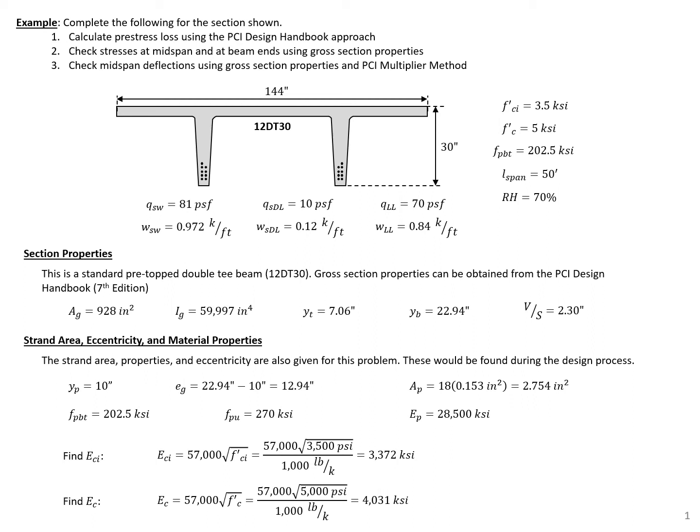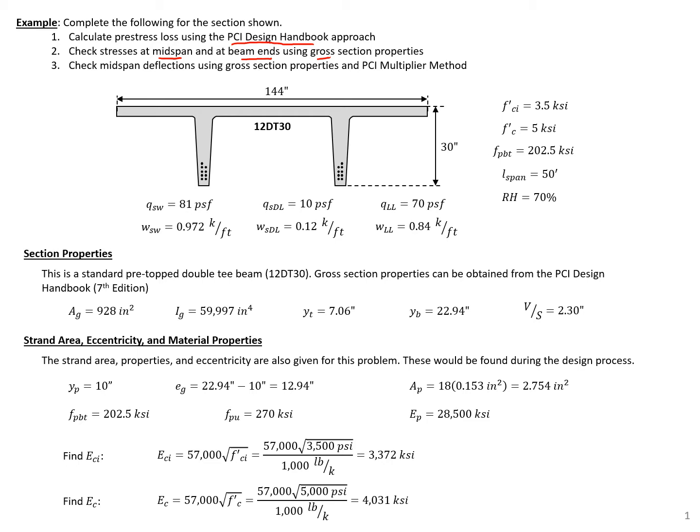In this example problem, we're going to use the force-in-the-tendon approach to calculate stresses and deflections for the given section. We'll first calculate our pre-stress losses using our PCI Design Handbook approach. Then we'll check stresses at midspan and at the end of the beam using our gross section properties. And then finally, we'll use our gross section properties and the PCI Multiplier method to check our midspan deflections.